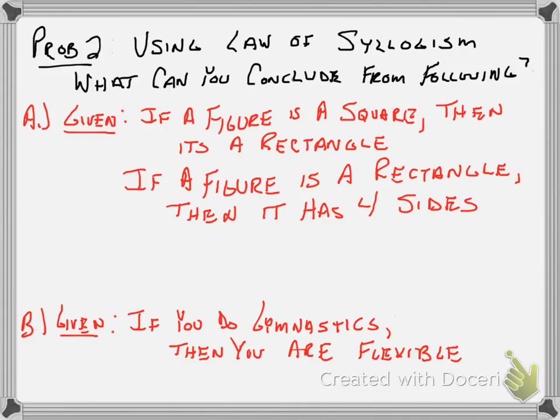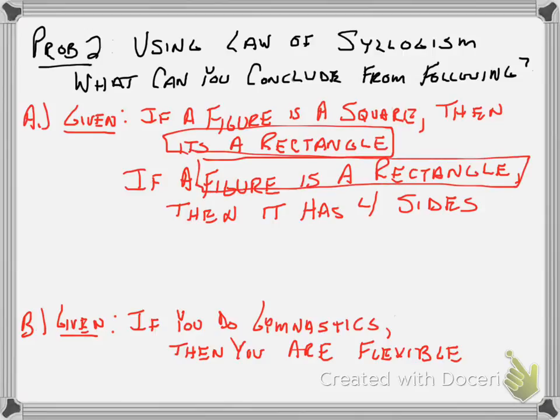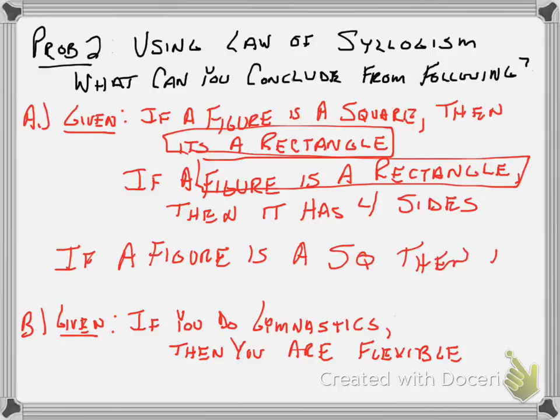Problem 2, using the law of syllogism. What can you conclude from the following? A, given: if a figure is a square, then it is a rectangle. And then if a figure is a rectangle, then it has 4 sides. Well, what can I conclude? Again, the conclusion from the first one is the hypothesis in the second one. When that's the case, I can use the law of syllogism to say if a figure is a square, then it has 4 sides.